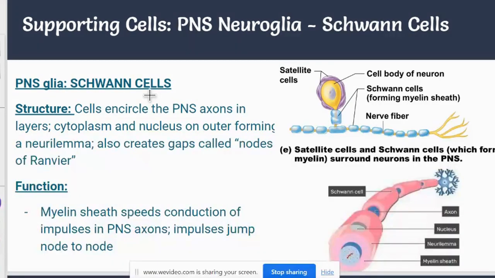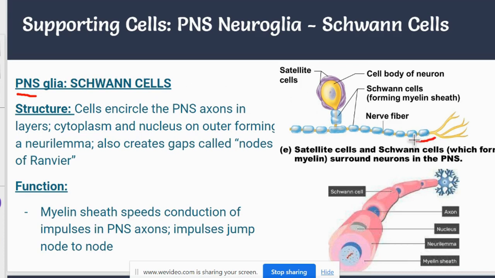All right, so very similar, but now we're out of the CNS, central nervous system. Now we're in the PNS. What does that stand for? Anybody remember? Peripheral nervous system. Everything outside of the brain and spinal cord, all the nerves and neurons. All right, so these are Schwann cells. It's very similar to the oligodendrocytes that were in the CNS, but this is now the PNS.